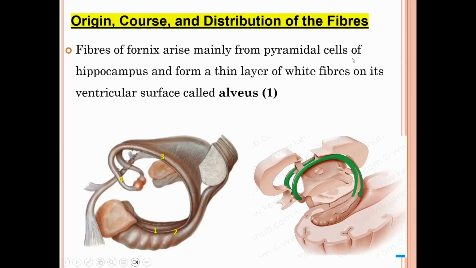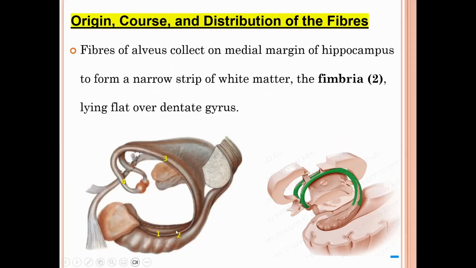Okay, and they are coming from where? Pyramidal cells of the hippocampus, and they are forming a thin layer of white fiber on the ventricular surface. Okay, what ventricle will be present here? There will be the inferior horn of the lateral ventricle. Now, the alveus will collect on the medial margin of the hippocampus to form a narrow strip of white matter. So now this will continue as fimbria, okay, which is lying flat over the dentate gyrus. Remember, when we saw the cerebral hemisphere, on the inferior surface there was dentate gyrus.